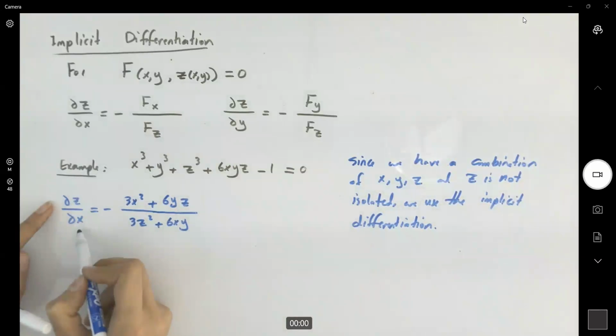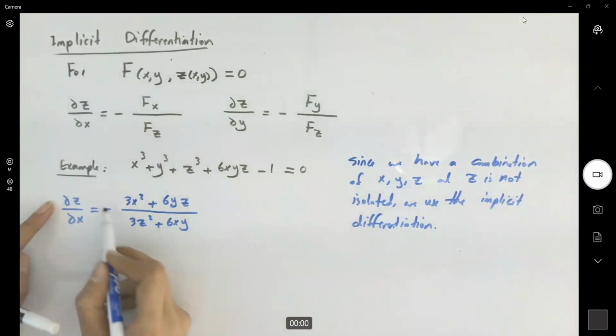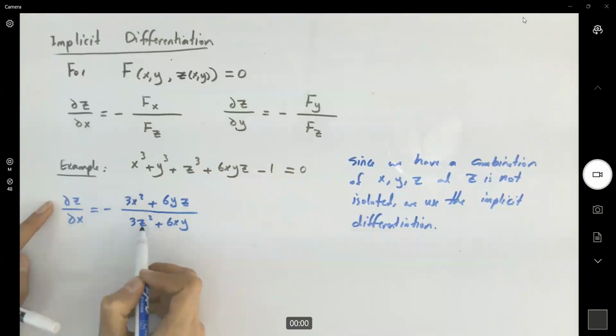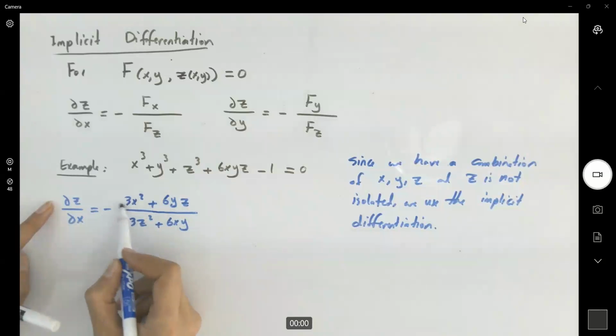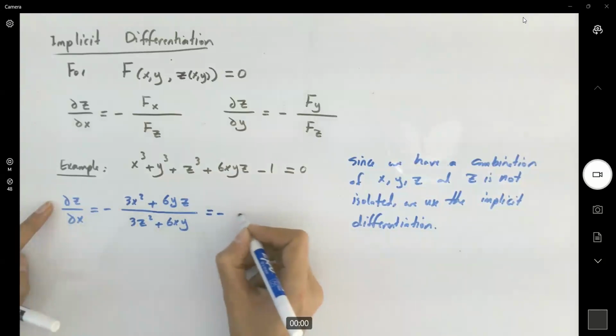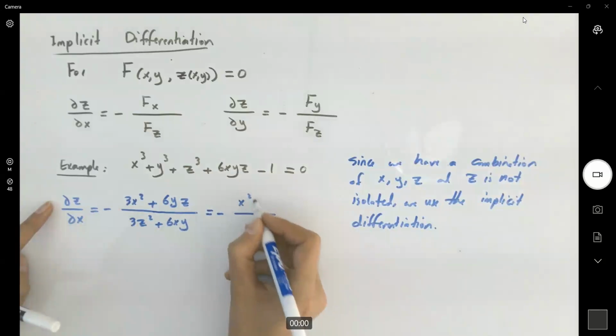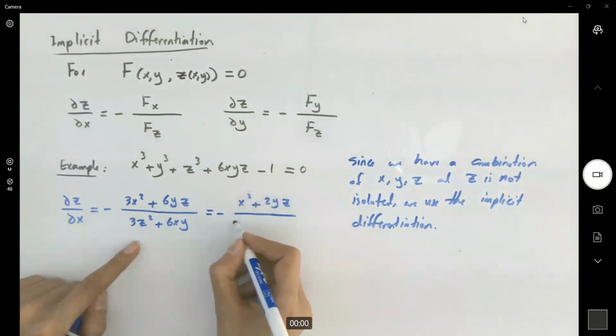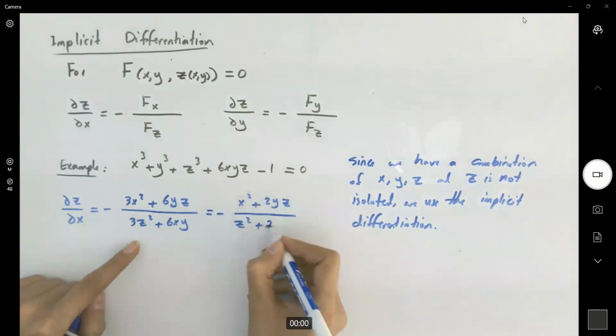For the partial derivative of z with respect to x, you can distribute this negative sign to the numerator or to the denominator, or just leave it as it is. Of course, you can simplify by factoring out 3. It is negative x squared plus 2yz divided by, here you have z squared plus 2xy.